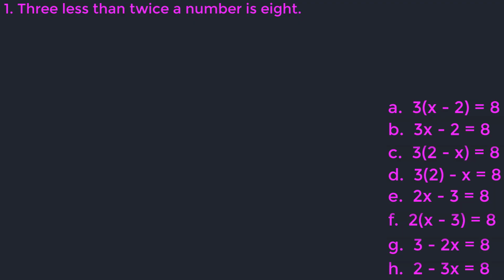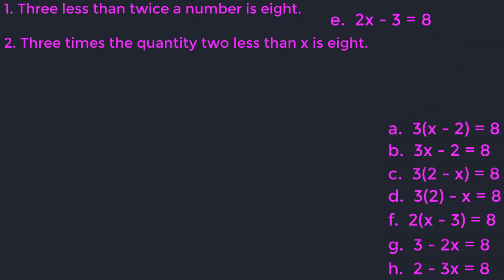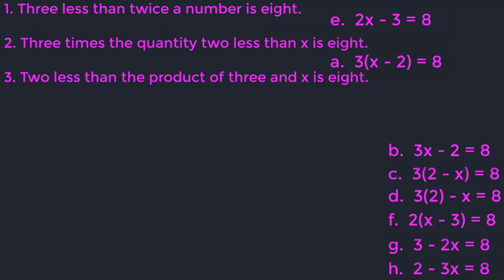3 less than twice a number is 8. That would translate to twice a number minus 3 equals 8. That equals E. 3 times the quantity 2 less than x is 8. I would start with the quantity x minus 2, multiply that by 3, and that equals 8. A is my answer.